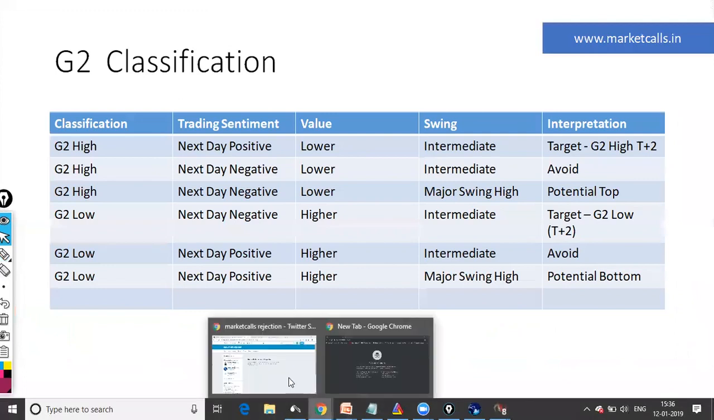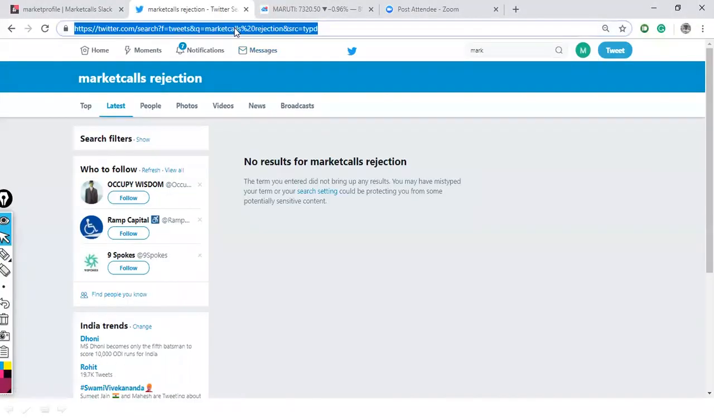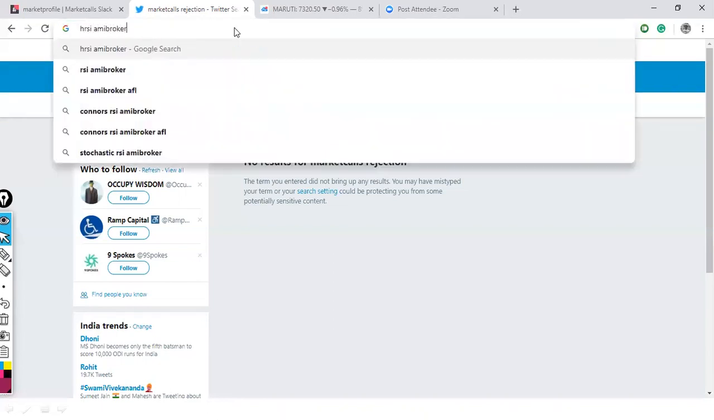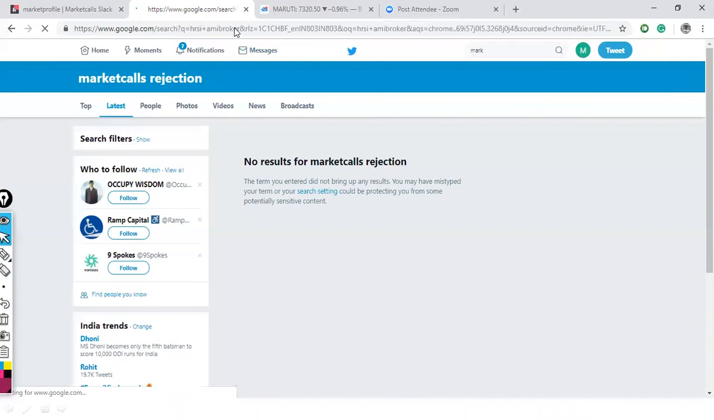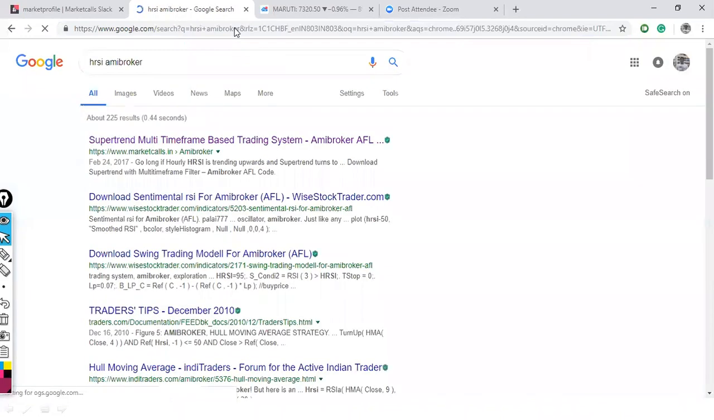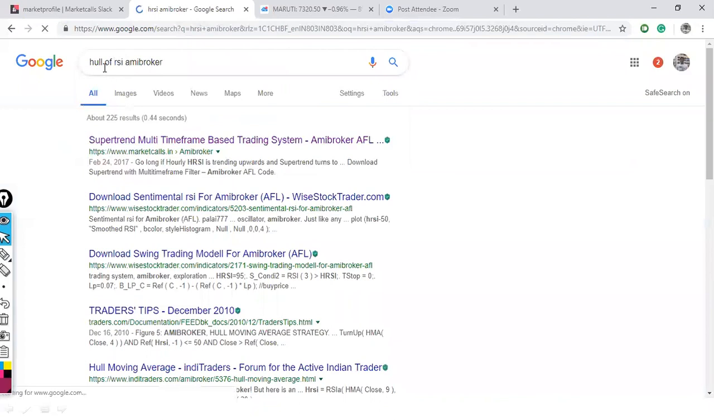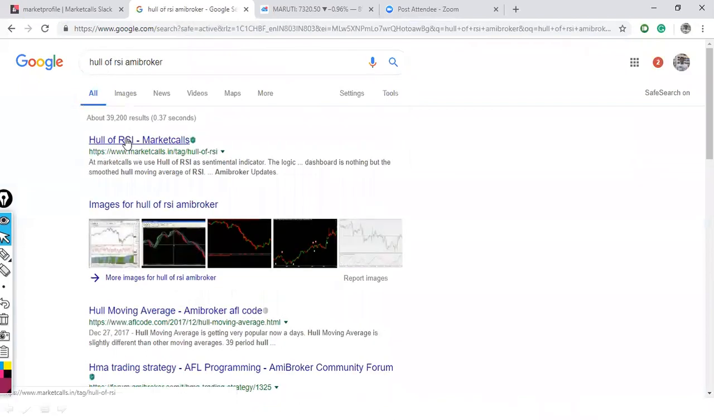You can get it for Ninja Trader. As of now, Ninja Trader 8 we haven't made it, but Ninja, Ami Broker and Ninja Trader 7 it is available, I guess. So HRSI, Ami Broker, we can get it in Ami Broker. The same code. Hull of RSI. Here is Hull of RSI.